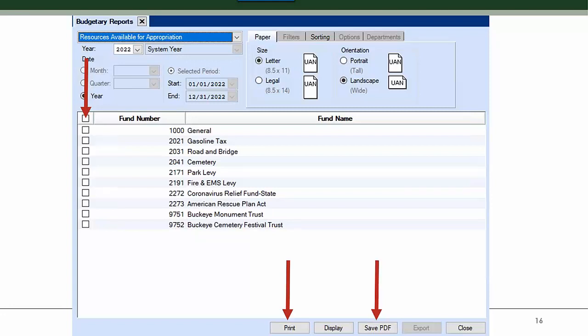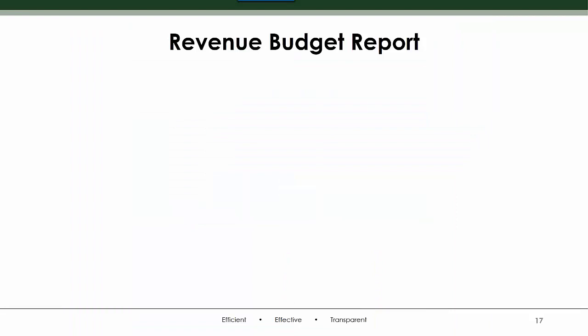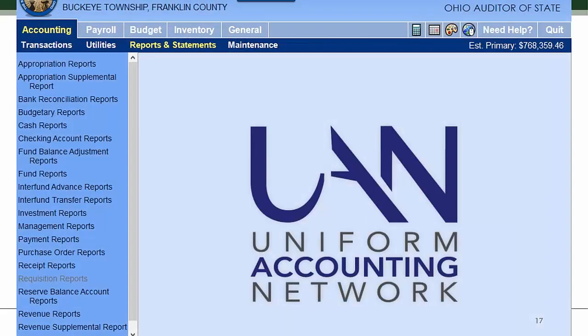So you just select all your funds. If you're going to fax it, you'd print it. I would normally print one for my amended certificate file anyway. If you're going to email it, you would save it as PDF so you can attach it to an email. And then my revenue budget report, I mean, that's kind of out there. I'm not sure any county asks for the revenue budget report.